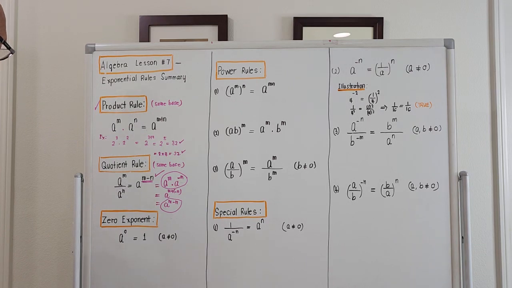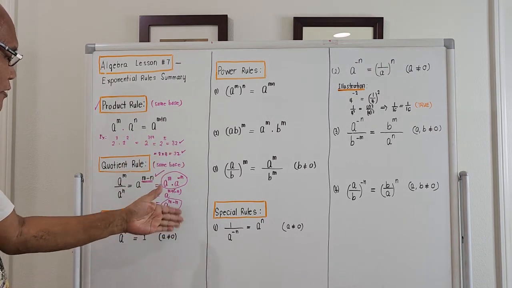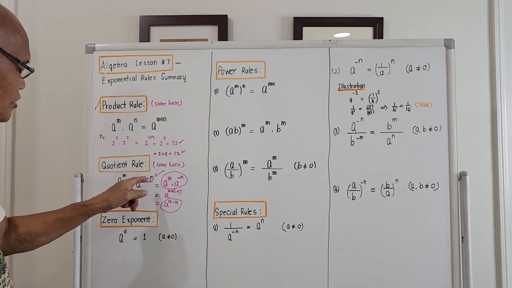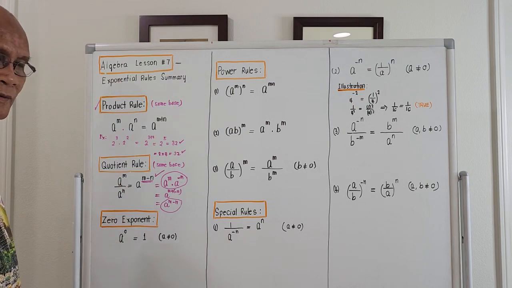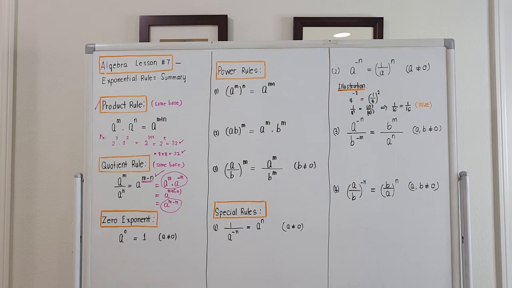Okay? We do not need to give you an example on this one. I think this is more than enough illustration how it came out as a raised to m minus n. Okay.